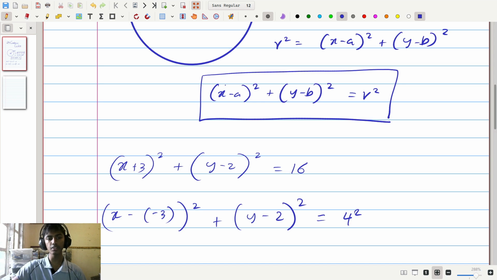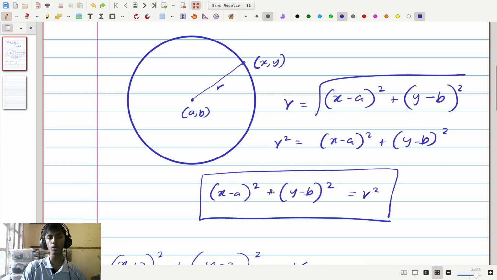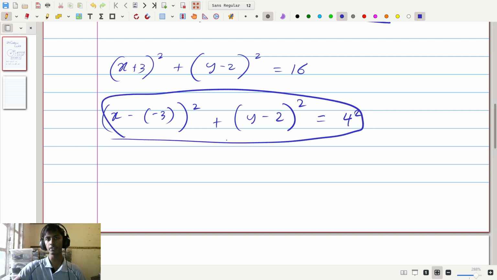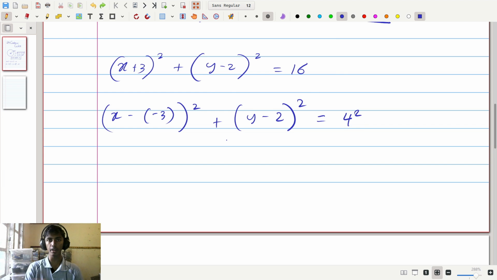Now we can see that this equation is of the form (x minus a) squared plus (y minus b) squared equals r squared. And from this form, we know that it describes a circle with a center of (a, b) and a radius of r. According to that, the center of the circle described by this equation is (negative 3, 2). As for its radius, it is equal to 4. So this equation is representing a circle centered at (negative 3, 2) and having a radius of 4.